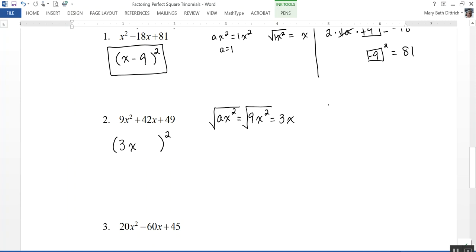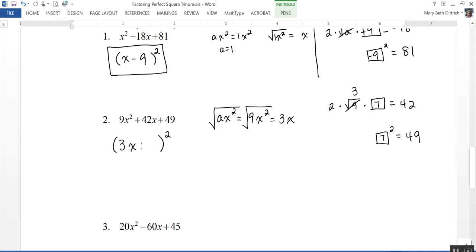Now I'm looking for a number that's 2 times the square root of 9, and then times some number is equal to my middle term of 42, and then that same number squared is going to give me 49. I actually like to work backwards. I know that the number squared that gives me 49 is going to be 7, and let's see if that works in here. So is 2 times the square root of 9, which is 3, times 7, equal to 42? It is, because 2 times 3 is 6. 6 times 7 is 42.